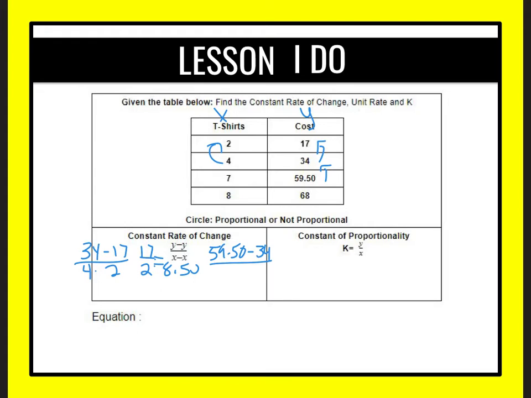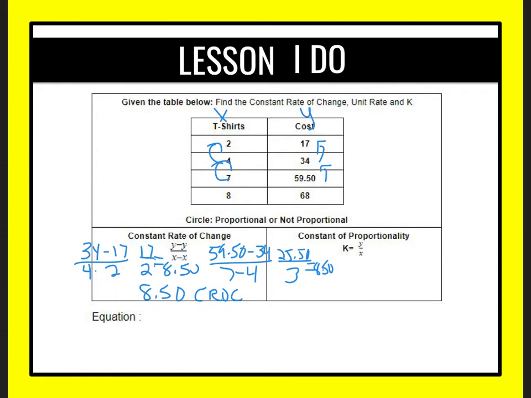Of course, go use your Desmos calculator, minus 34. That gives you $25.50. And if I take away 7 minus 4, that gives me 3. So divided by 3, that also is giving me a rate of $8.50. So $8.50 is my constant rate of change.